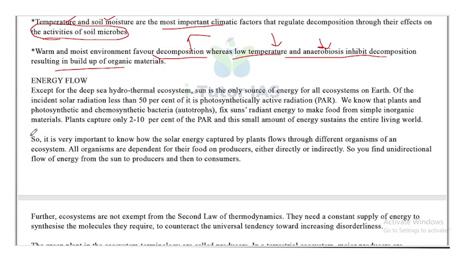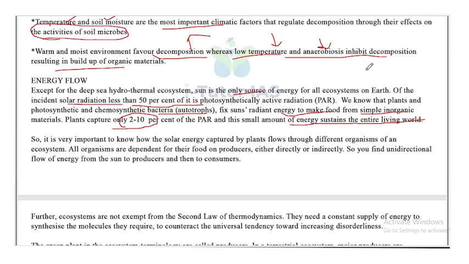Except for the deep sea hydrothermal ecosystem, the sun is the only source of energy for all ecosystems on Earth. Of the incident solar radiation, less than 50% is photosynthetically active radiation. We know that plants and photosynthetic and chemosynthetic bacteria, that is autotrophs, fix the sun's radiant energy to make food from simple inorganic materials. Plants capture only 2 to 10% of the photosynthetically active radiation, and this small amount of energy then sustains the entire living world.